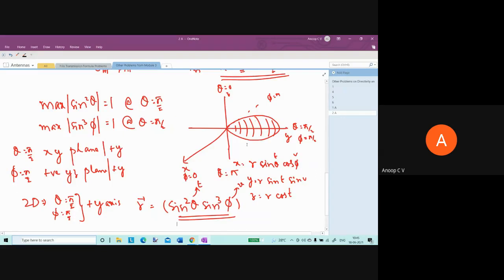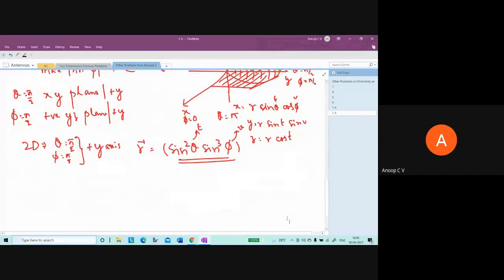So that's what I have shown here. It has a maximum along plus phi, and one principal plane cut. If I want to find the half power beam width in terms of theta, I should cut it in the yz plane. And if I want to see the half power beam width along phi, I should cut it in the xy plane. So I'll show those things separately.